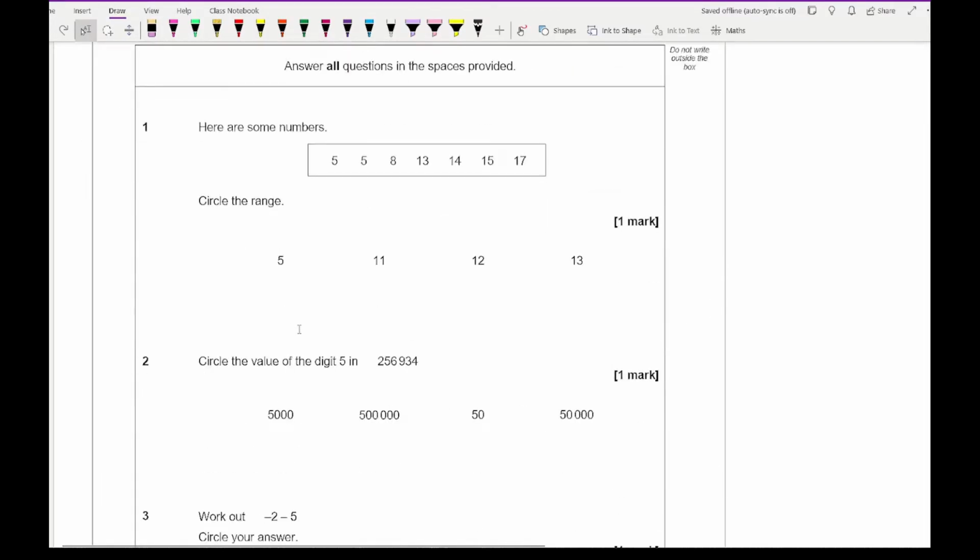So looking at question 1, it says here are some numbers and we need to circle the range. Now the range is calculated by doing the highest, take away the lowest. So the highest number is 17 and the lowest number is 5, so it's 17, take away 5, which is 12. It then says circle the value of the digit which represents a 5.